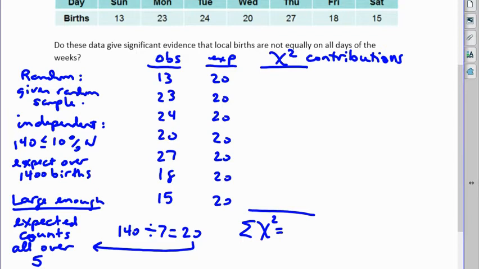So we are going to do a chi-squared goodness of fit at the alpha equals 0.05 level. And my degrees of freedom, since there are 7 days of the week, and we take away 1, so 6 degrees of freedom. All right, I'm going to show you with the calculator.